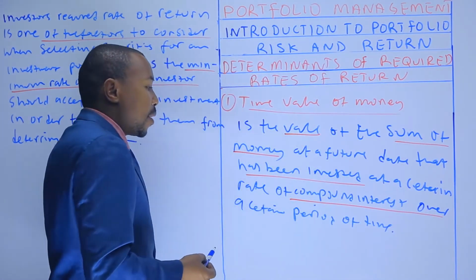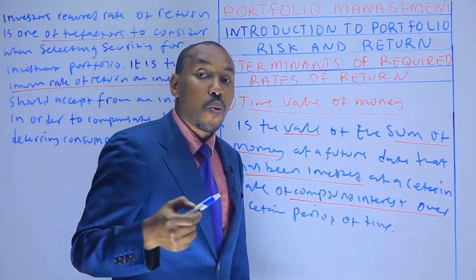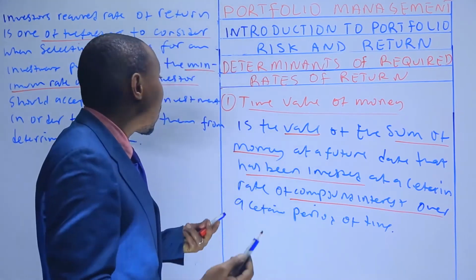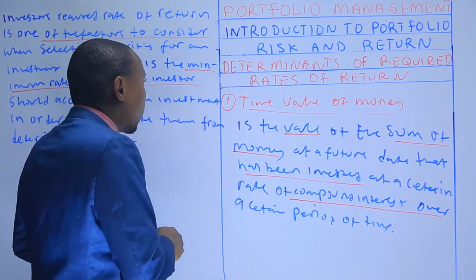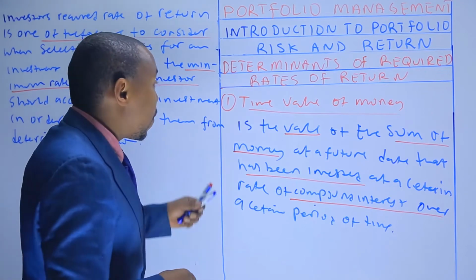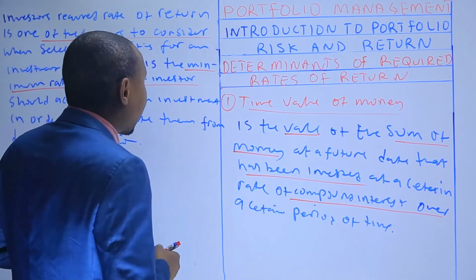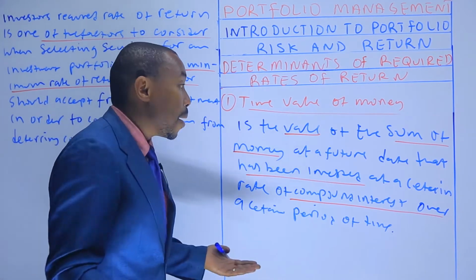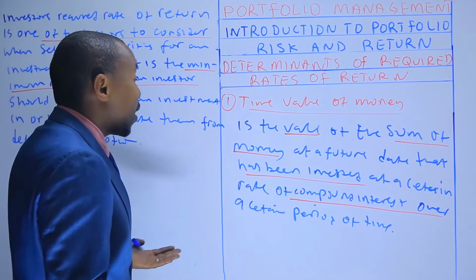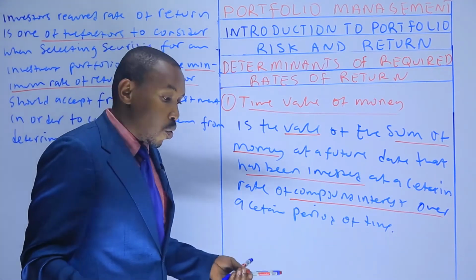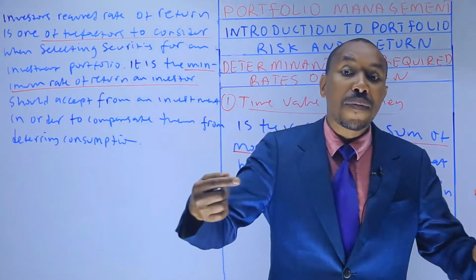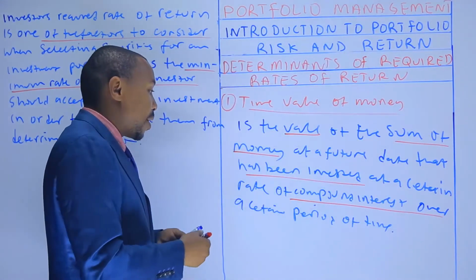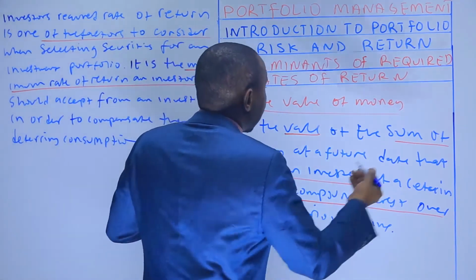A shilling today is not what it was, say, a shilling 10 years ago. So that is that concept of time value of money. Very important determinant for required rates of return. Investors therefore prefer to receive money sooner than later. Why? Because investors can reinvest those proceeds they've received at a different rate of return.